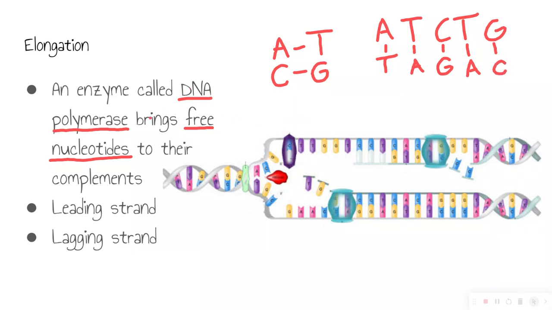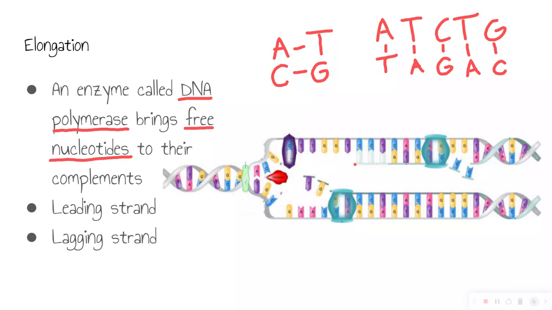And that's what this DNA polymerase is doing. It's bringing these free nucleotides that are just floating around, and it's matching them with their complementary bases. And we're going to have these two strands right here. So while this DNA helicase is unwinding our DNA, this DNA polymerase is going to be building a new strand of DNA. We're going to have a leading strand and a lagging strand.